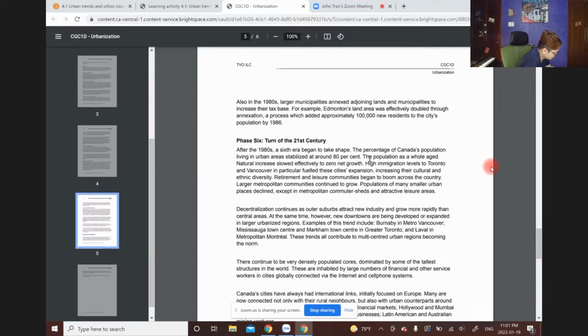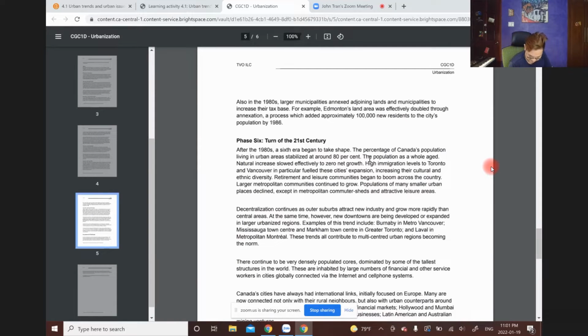Examples of this trend include Burnaby. Burn Baby? No, it's Burnaby. Burnaby. I was like, Burn Baby. Oh my god.